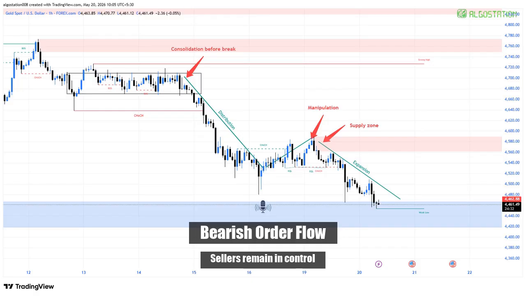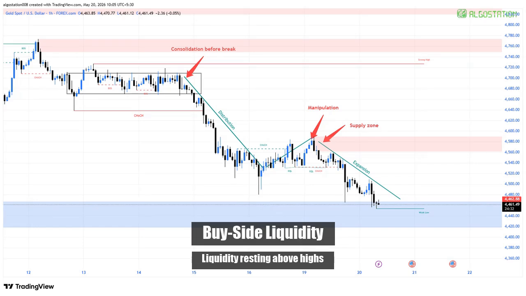Strong bearish displacement tells us one thing clearly: sellers remain dominant. Until buyers reclaim key structure levels, every rally remains vulnerable to institutional selling pressure. Notice these equal highs forming during the pullback. Equal highs attract buy-side liquidity. Institutions often sweep those highs first, only to reverse price aggressively afterward.